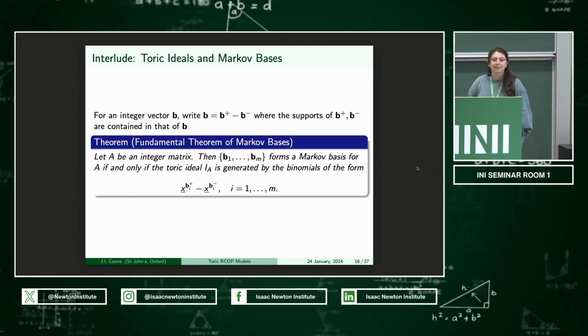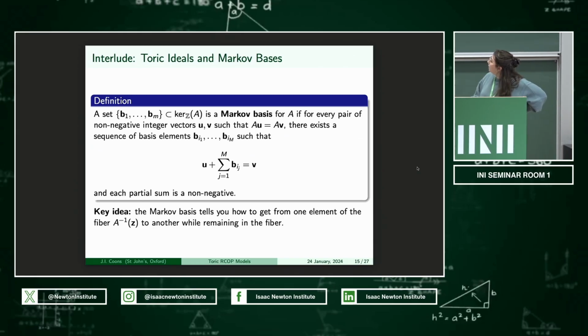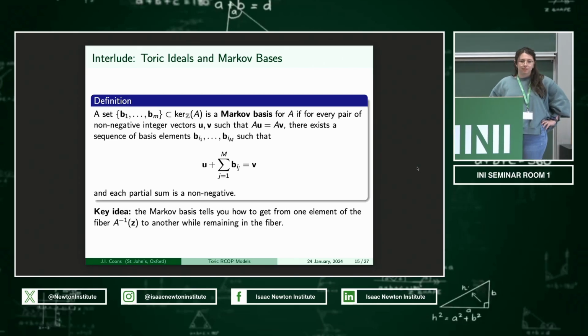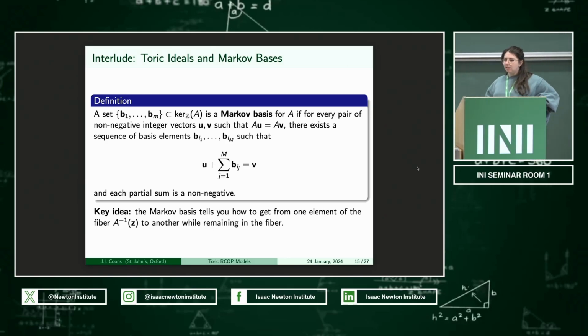Yes? If you go back one slide, I'm trying to understand. The condition seems to be symmetric in U and V, but the basis is not symmetric in U. AU equals AV is perfectly symmetric, but now you're saying B minus U has to be some sort of positive at every stage, which means if I flip it, it's not. So the B's are not necessarily positive. Yeah, in fact, they shouldn't be positive. But it's bidirectional. It's not just one direction.